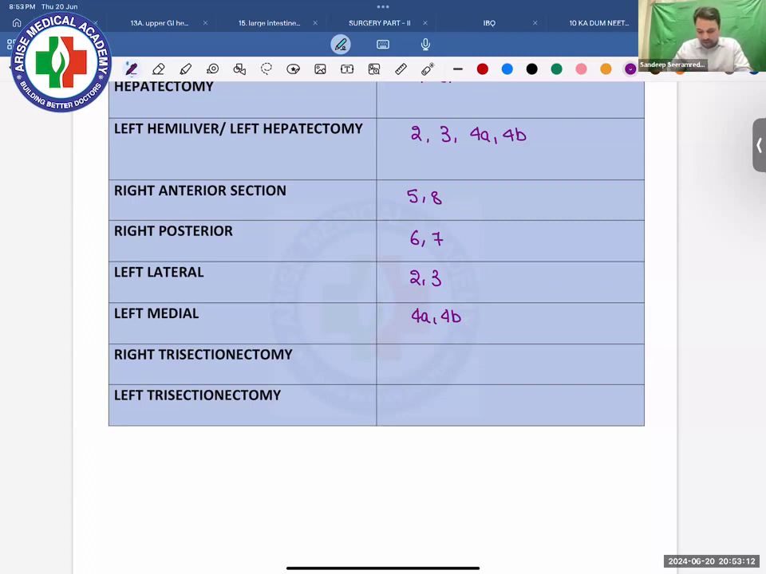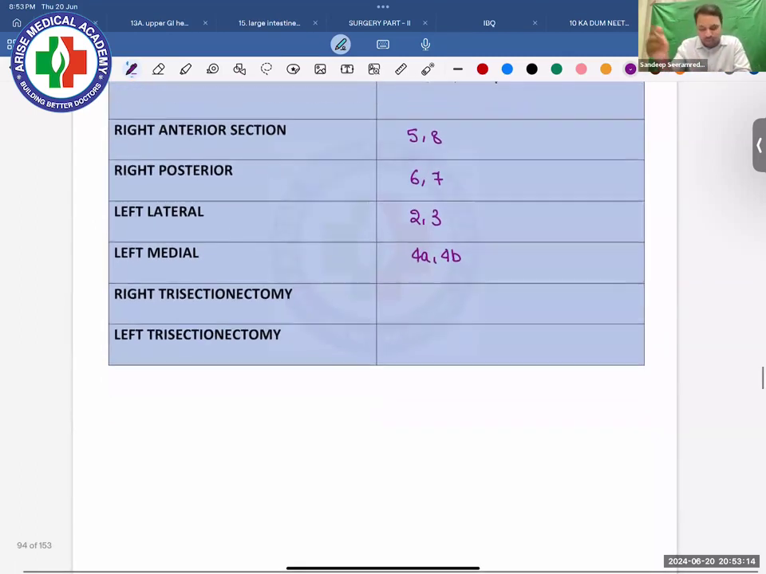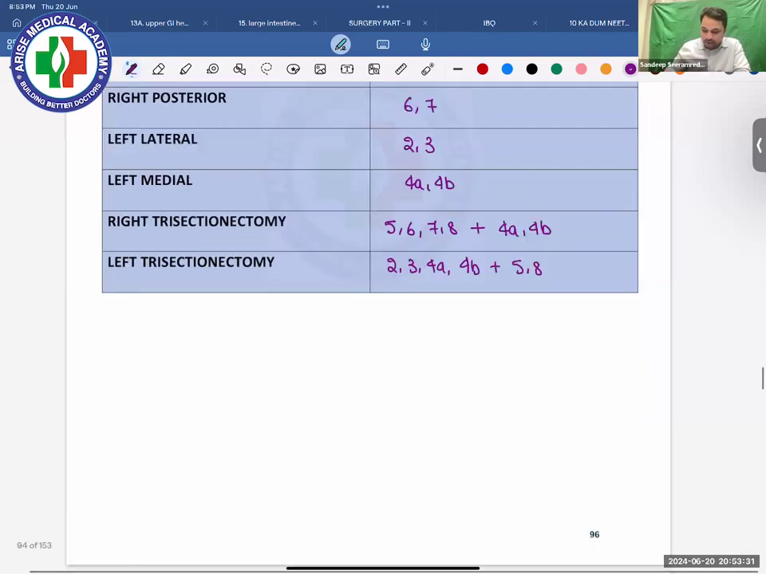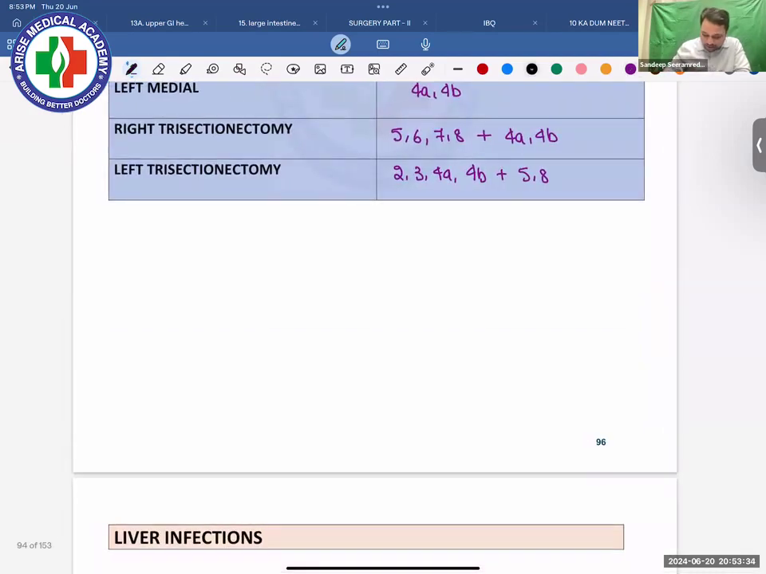So right trisectionectomy, from the right side you have to remove 3 sections. So what are on the right side? 5, 6, 7, 8 sections. Along with that, immediately next to it is going to be 4A, 4B. So 3 on the right side. When you remove from the left side, you remove 2, 3, 4A, 4B, along with segments 5 and 8. Those of you who are not able to understand or remember, this is our liver segment.